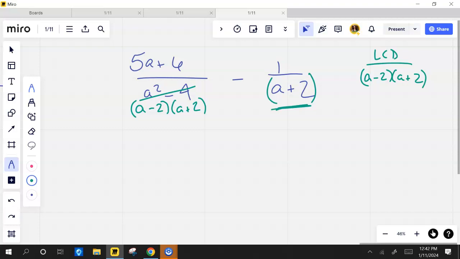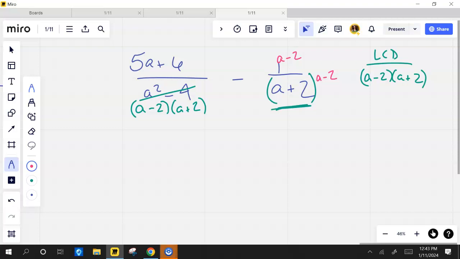Does everybody understand where I'm getting this LCD? Okay. Now I stop and I go, okay, give everybody what they need. Well, first guy's got everything he needs, right? He's got the whole LCD. But the second fraction, he's missing something. What is he missing? A minus 2. So I need to give him what he's missing, because everybody wants the same thing. Okay? Now everybody has the same bottom. Do you see that?